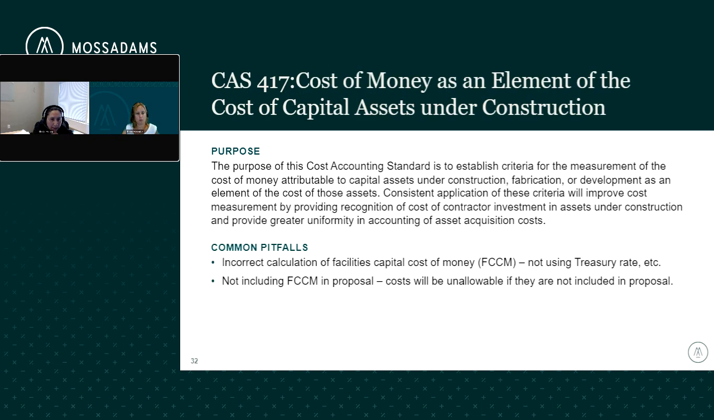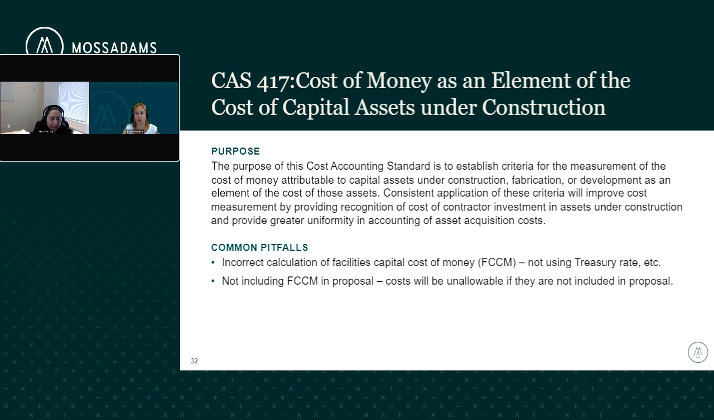And then CAS 417 is the cost of money as an element of the cost of capital assets under construction. Some of these titles are very long, sorry for the long-winded responses here, but really here the requirement is that it is applicable to investments in intangible or tangible capital assets being constructed or fabricated or developed for the contractor's own use. And so really looking at, do you have any types of those projects? And if you do, how are those costs being tracked?